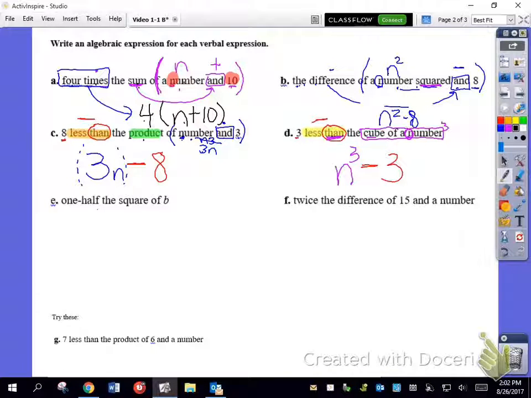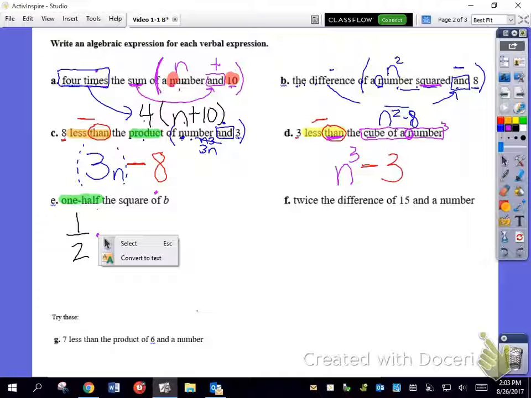On the next one we have a half. Now, 1/2, you're just going to write it like it sounds. 1/2, that's a half. 1/2. The square of b. When you see of, that is like times. Okay, so like if I said, I could say the product, but, or I could say a half times, but sometimes we'll just say of. And of means you're going to multiply.